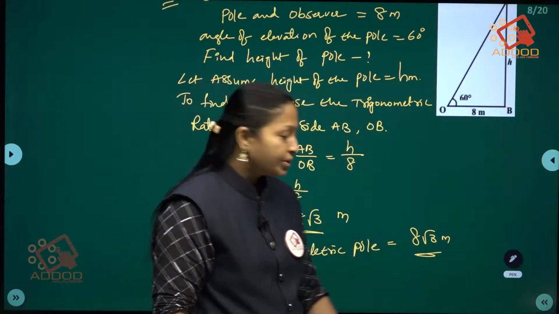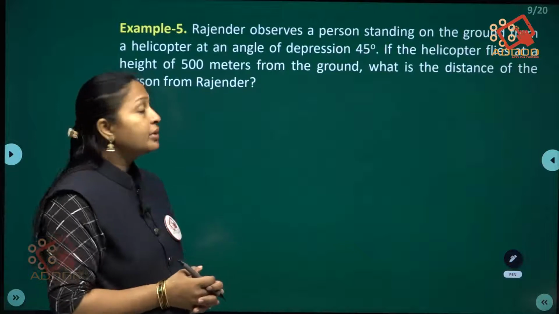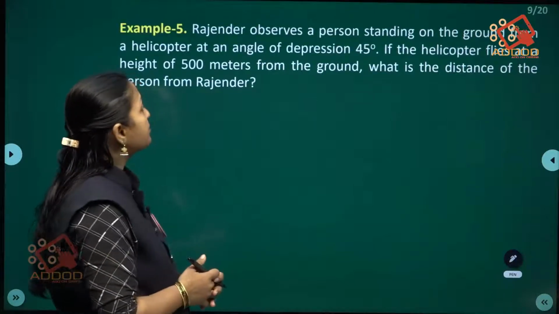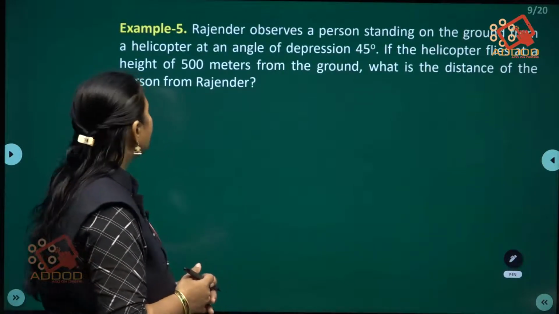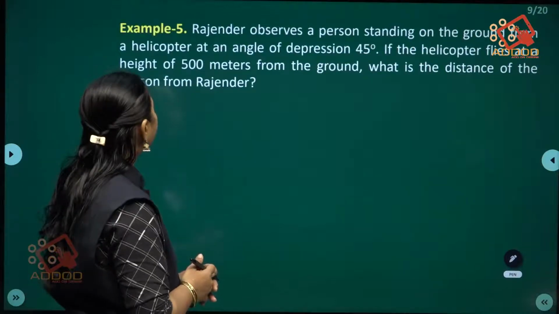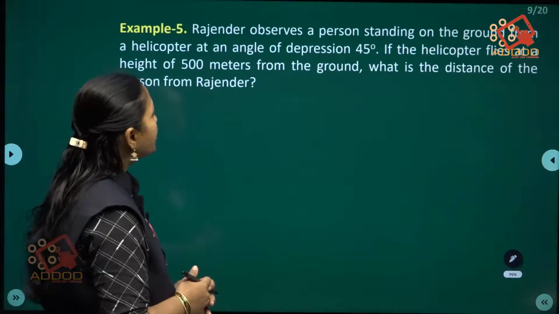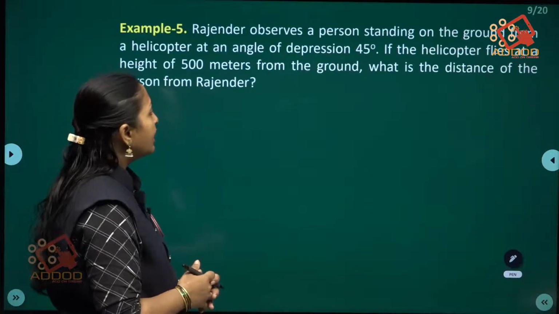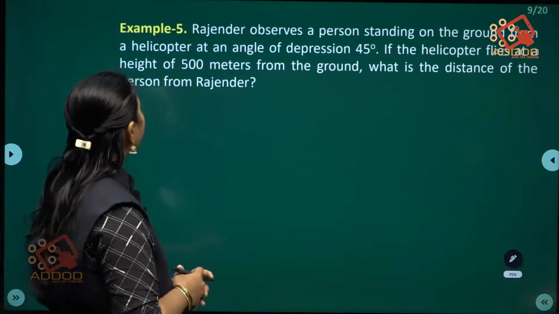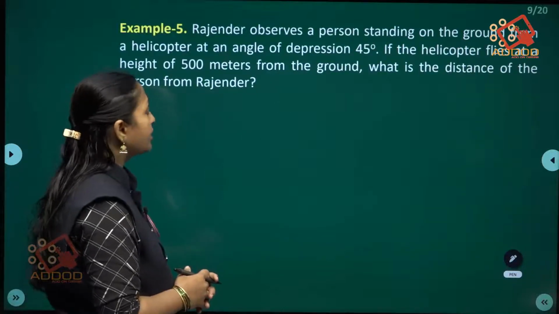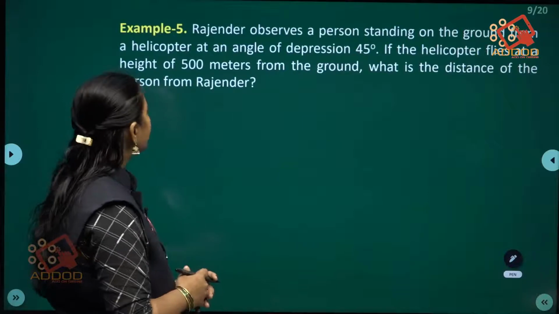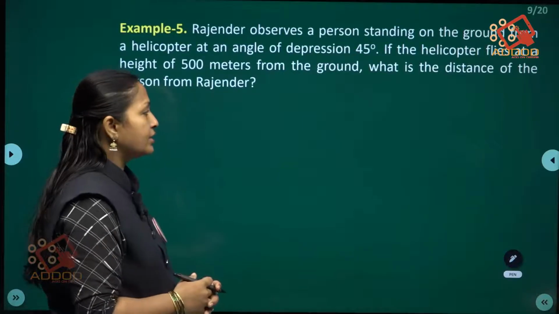Let's move into the next question. Now example 5. In example 5, Rajender observes a person standing on the ground from a helicopter at an angle of depression 45 degrees. If the helicopter flies at a height of 500 meters from the ground, what is the distance of the person from the Rajender?